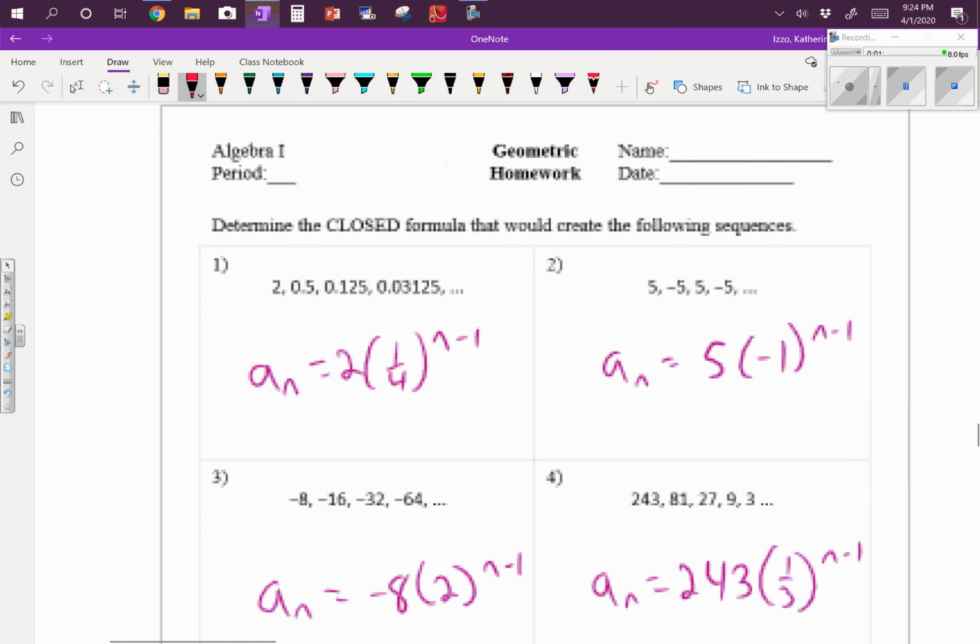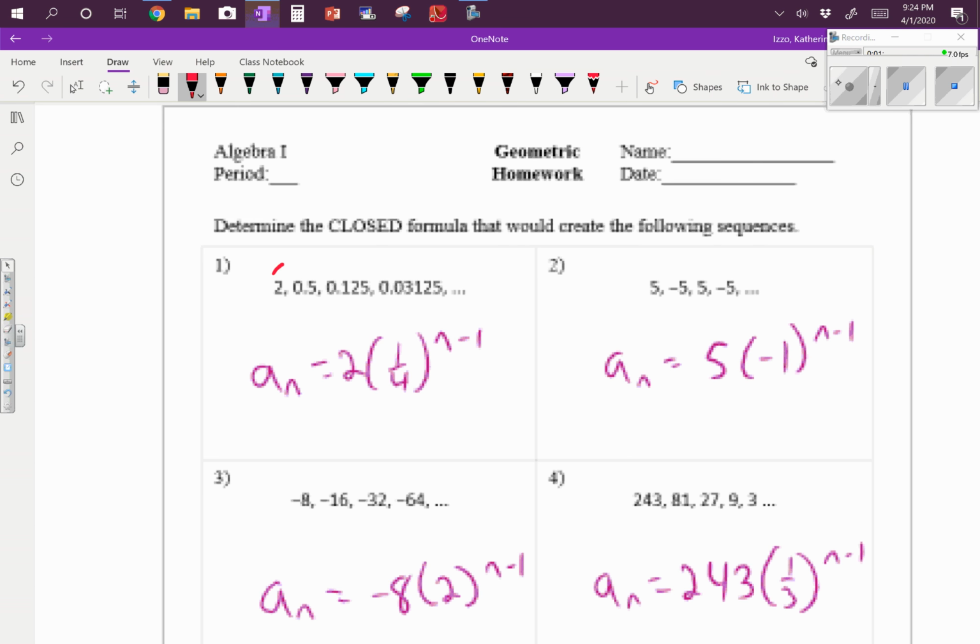If you are finding it difficult, you can always notice this is not adding or subtracting, it's got to be multiplying or dividing. So you take this and you put it on top of this. So 0.5 over 2, type that into your calculator, and that will tell you what goes in here.